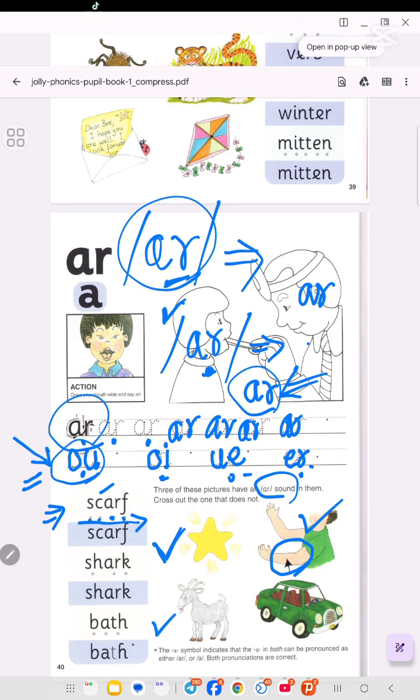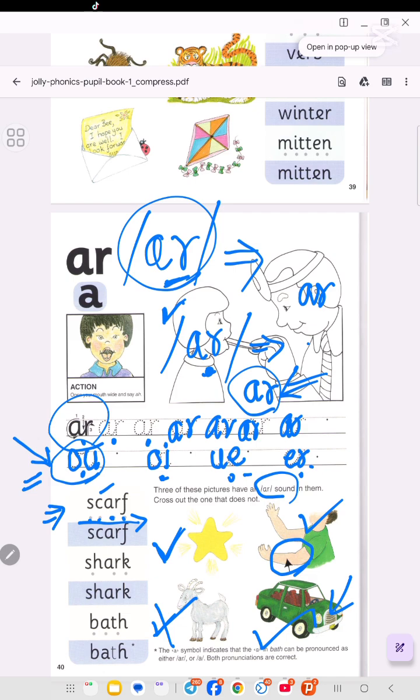What is this? It is a goat. Okay, goat. Do you hear the R sound in goat? No, I didn't, or no, we didn't. So we need to cross out this picture. Okay, what is this? This is a car. Yes, I can hear the R sound in this word. So we need to take this one.